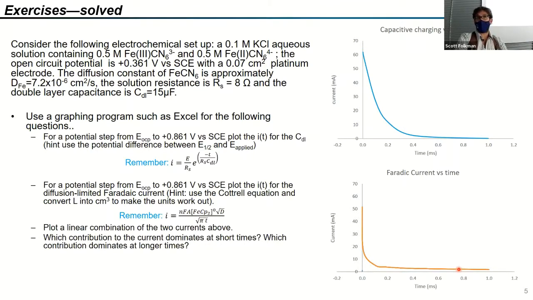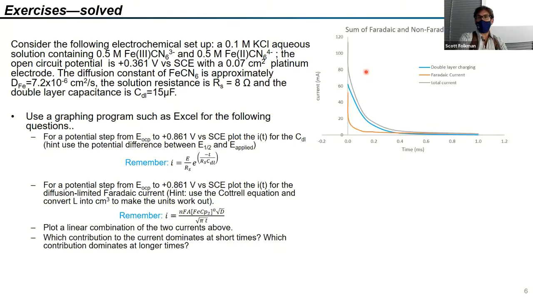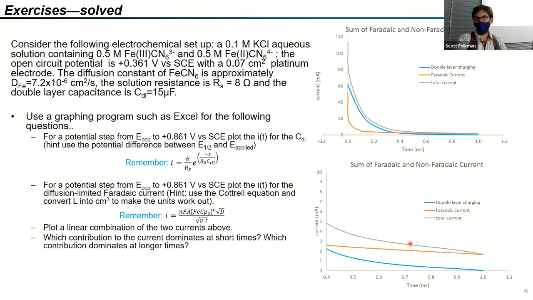I wanted you to plot a linear combination of the two, shown here in gray. And I asked which current dominates at short times, and you can see that the double layer capacitance shown in blue is dominating at early time. If we zoom in and look at longer times, we can see that the Faradaic current dominates at times longer than 1 millisecond in this system. Now, I'd like to point out that in any other system, that exact time constant will differ depending on the solution resistance, the capacitance, the diffusion, and all of the other parameters that we've looked at.